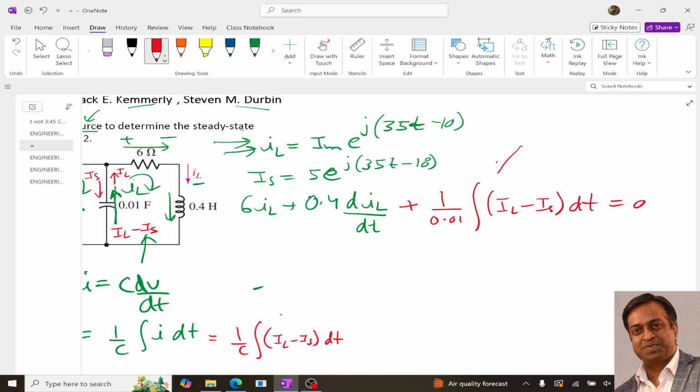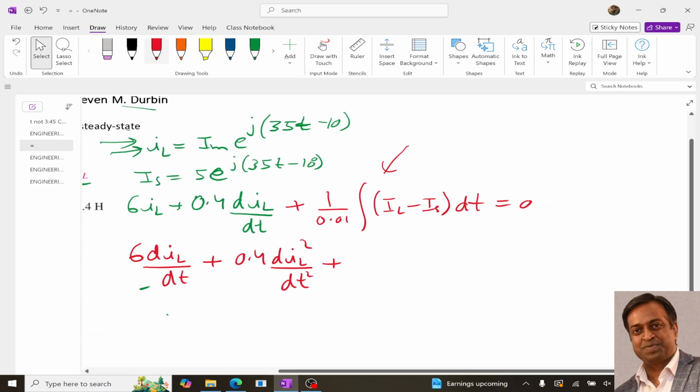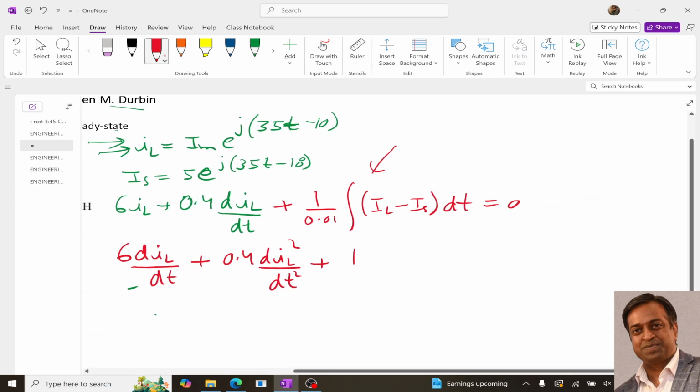Now to remove this integration, we can differentiate the complete equation. So our equation will become 6 dIL by dt plus 0.4 d squared IL by dt squared plus 1 by 0.01, or simply we can write it as 100.